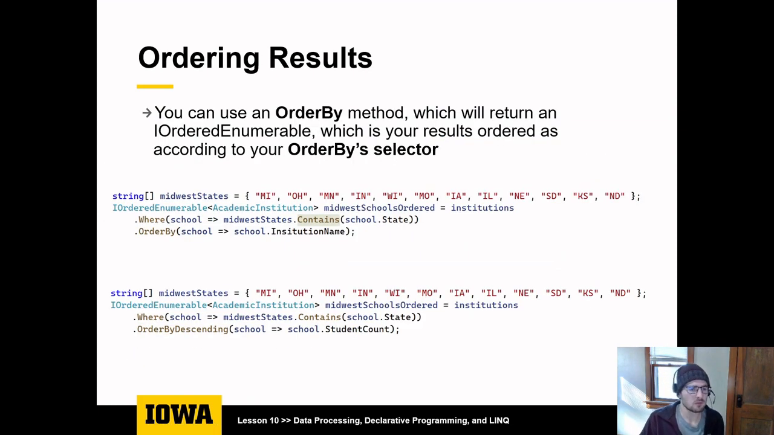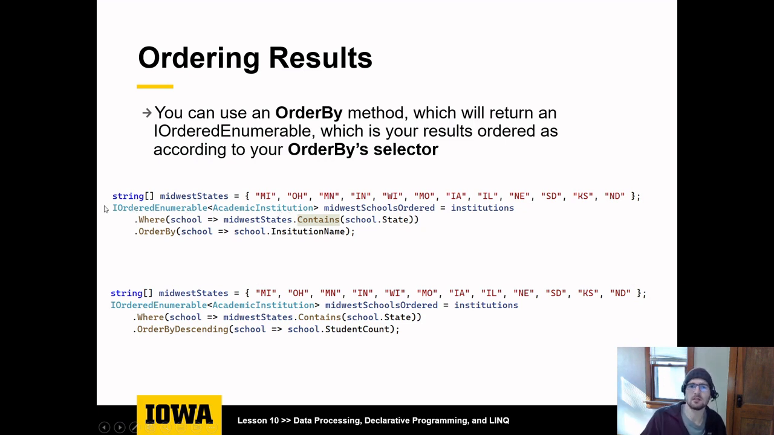Okay. A couple other methods or clauses, you might hear them called, that you can put on your LINQ queries here is ordering. So if you wanted to order the Midwest schools by name, you just do a .OrderBy, and again, this is a selector. You're saying, given a school, what property do you want me to use to determine the order of the school? Okay, and you'll see that this returns an IOrderedEnumerable.